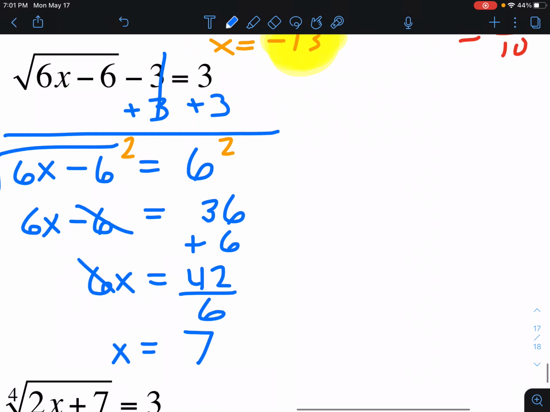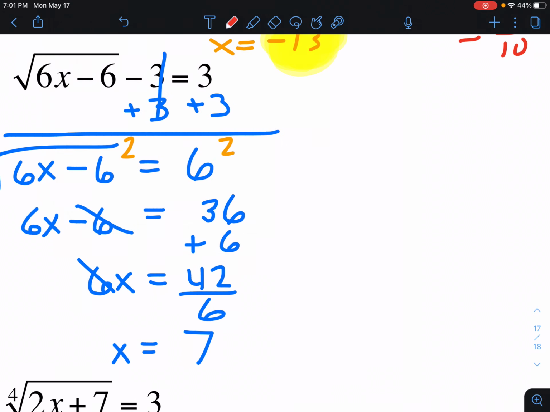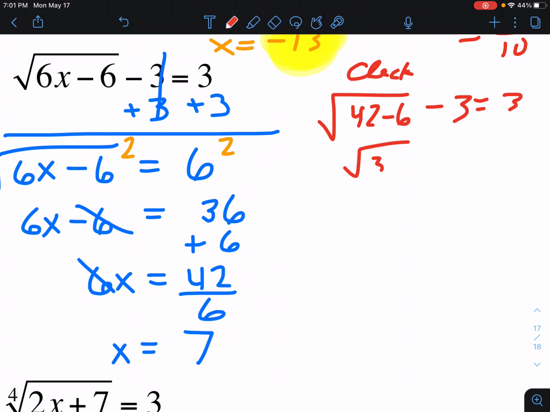All right, so let's check if 7 is the answer. So that'll be 6 times 7 is 42. 42 minus 6, square root of 36. Square root of 36 is 6, and 6 minus 3 is 3. So we have another check. That's good.